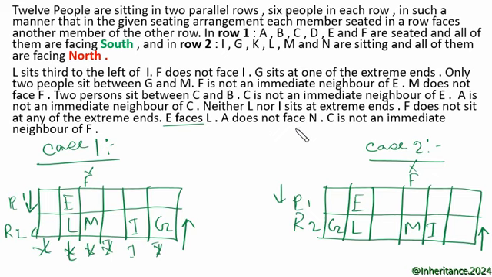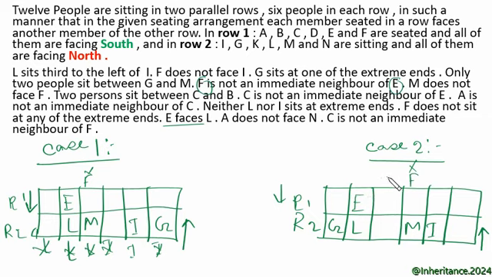E doesn't face N. C is not an immediate neighbor of F. So we are not interested to see this. We will check some other clauses. L sits third to the left of I. F doesn't face I. Only two people sit between G and M. If this is done, F is not an immediate neighbor of E. Okay, F is not an immediate neighbor of E.